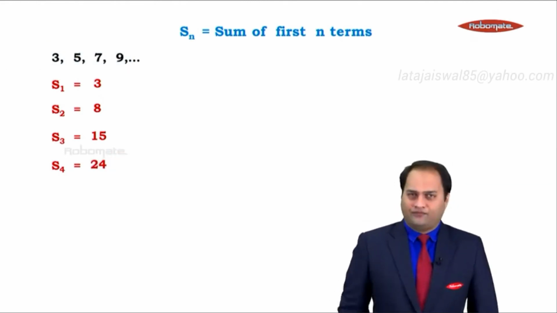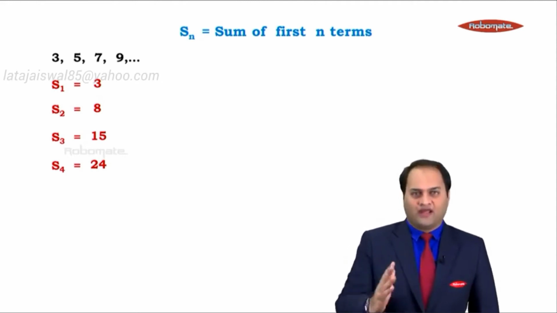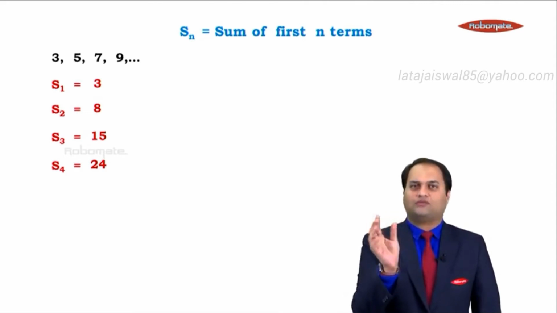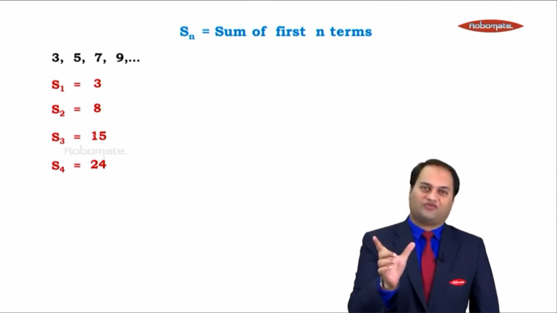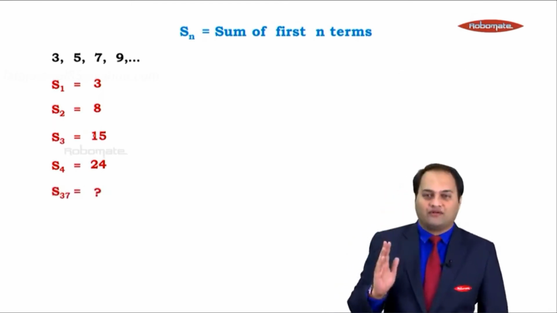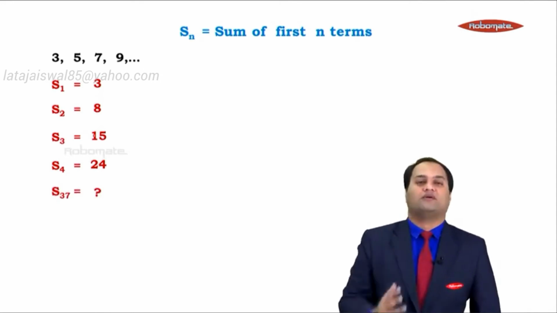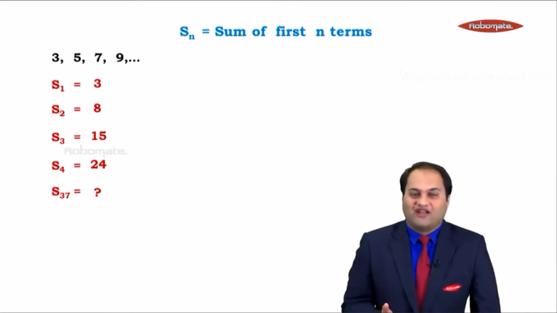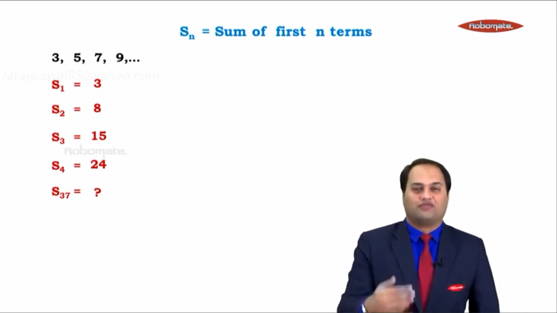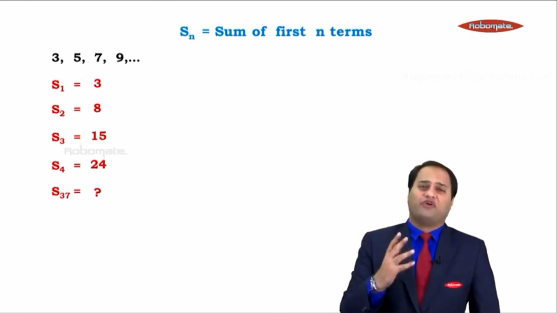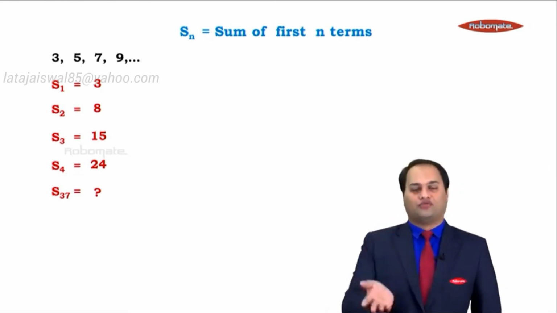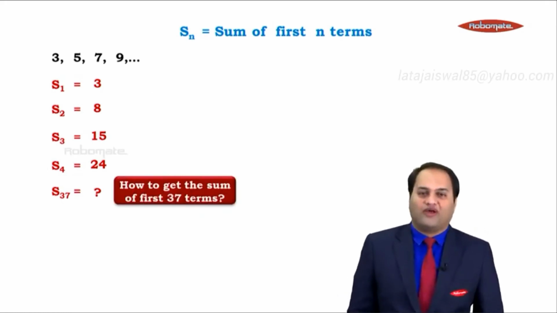Now, if in an exam you are given a sum like this, 3, 5, 7, 9, you can easily find S1, S2, S3, S4 because you just need to add the first term, or the first two, three or four terms. But if the question is to find S37, the sum of the first 37 terms, how do you do it? It is practically impossible to do it manually, adding all the 37 terms. It will be a very, very lengthy process. So to find the sum of any number of terms, we need to learn the formula of Sn.